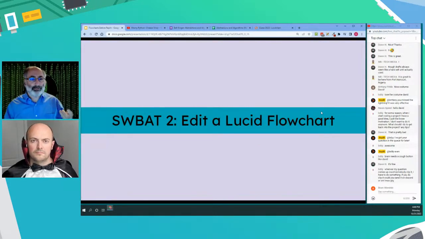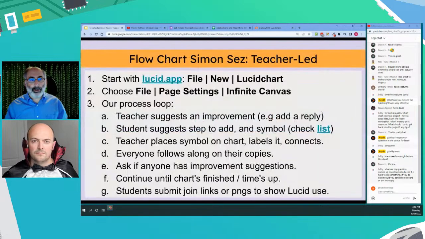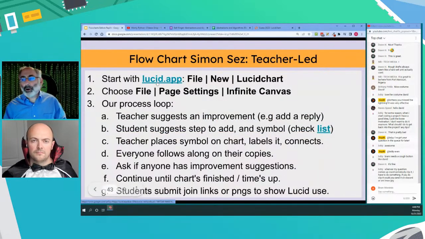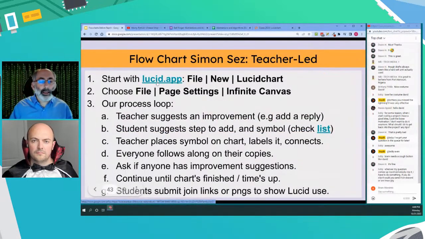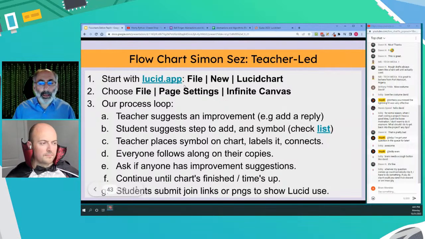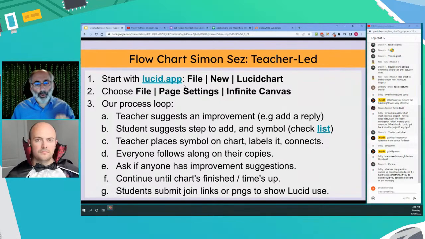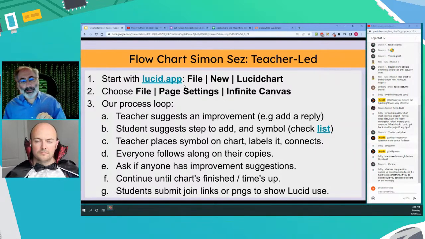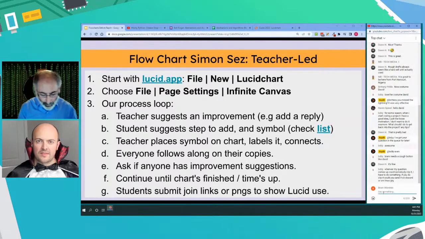Now the next SWBAT is, can you edit a Lucid flowchart? So I hope the people who are here have opened Lucidchart and created their first flowchart, or at least seen that they could. And if you're doing this along at home, this would be a good time to pause this presentation and go to Lucid. And I gave instructions. The place to get there is lucidchart.com/pages. I'll just put this in the chat.